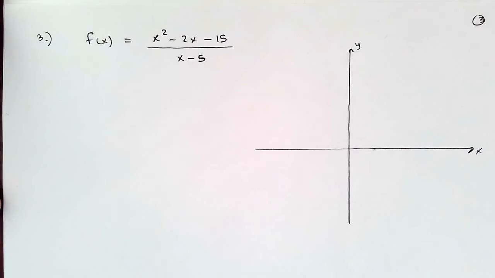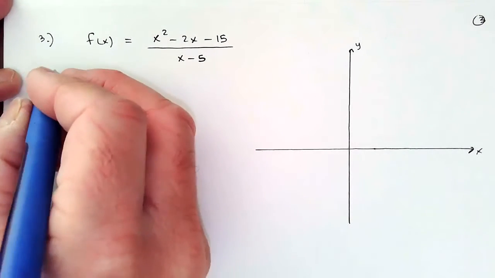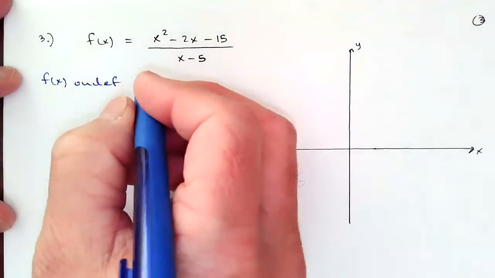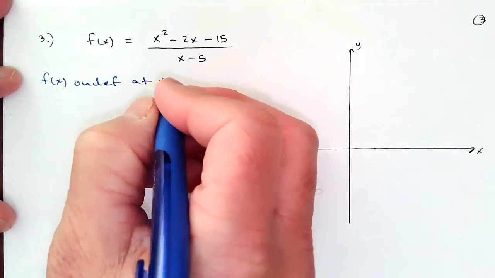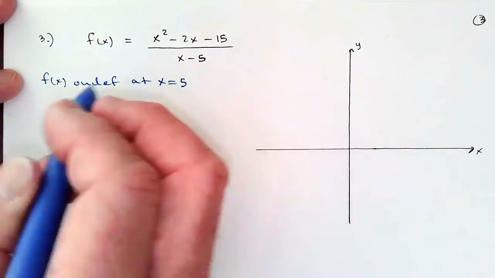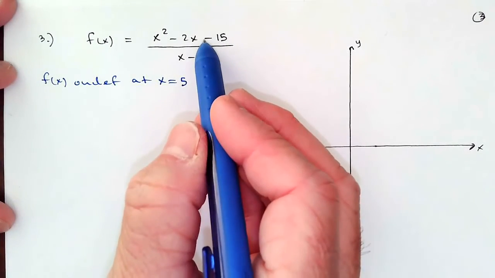I need to be really clear with this example, because clearly this function is not defined when x is 5, right? f of x is undefined because I'm going to get 0 in the denominator at x equals 5. So that means it's not in my domain, right? My domain does not include 5. However, there's a difference in this one.